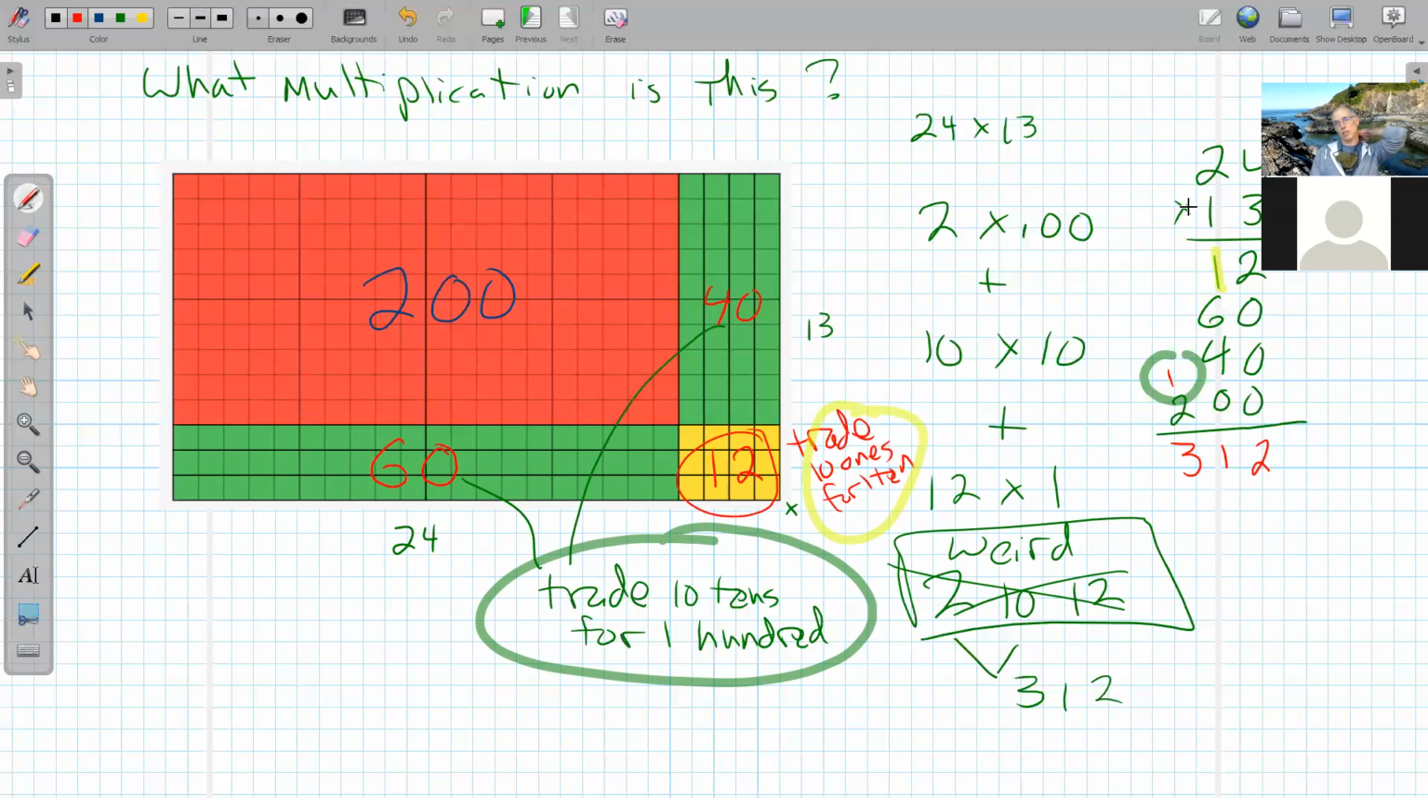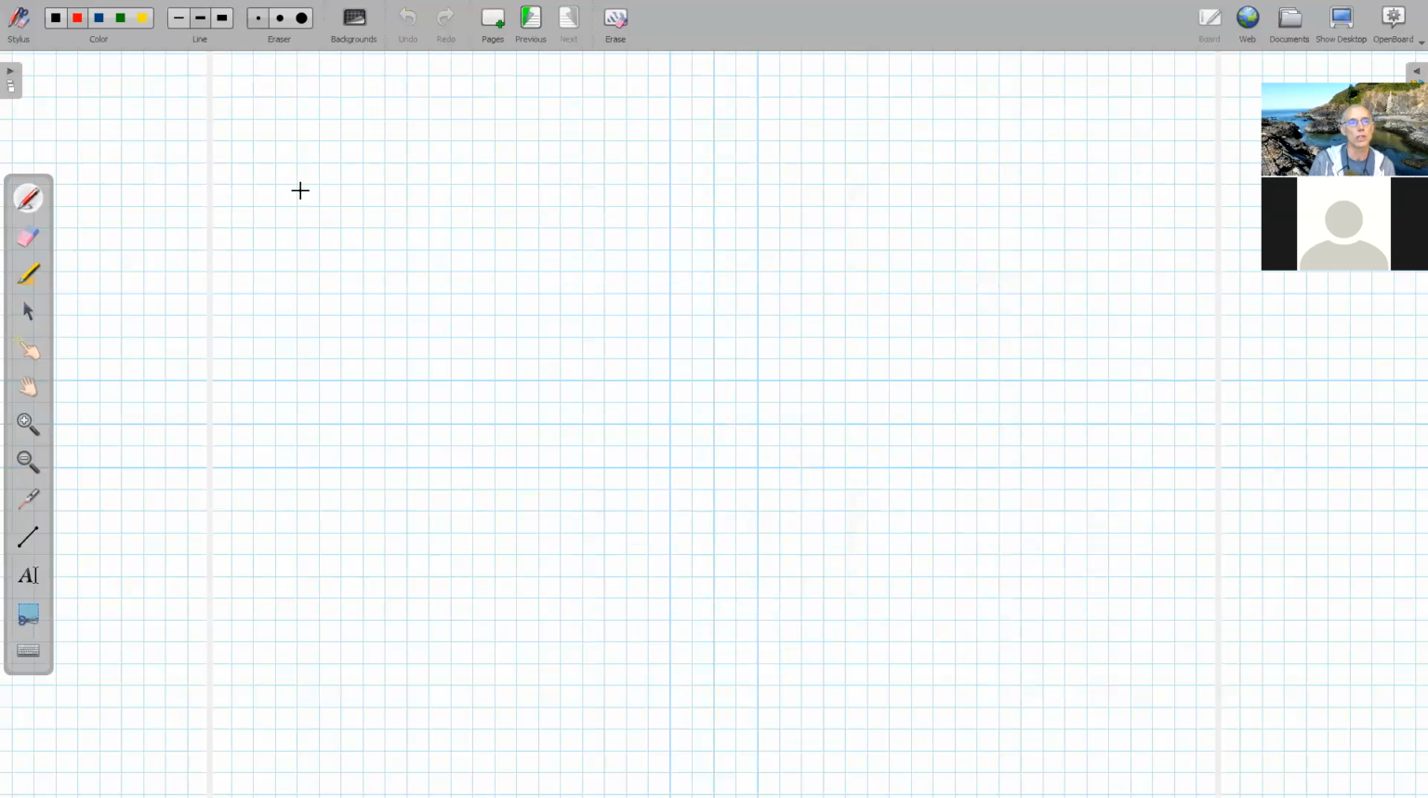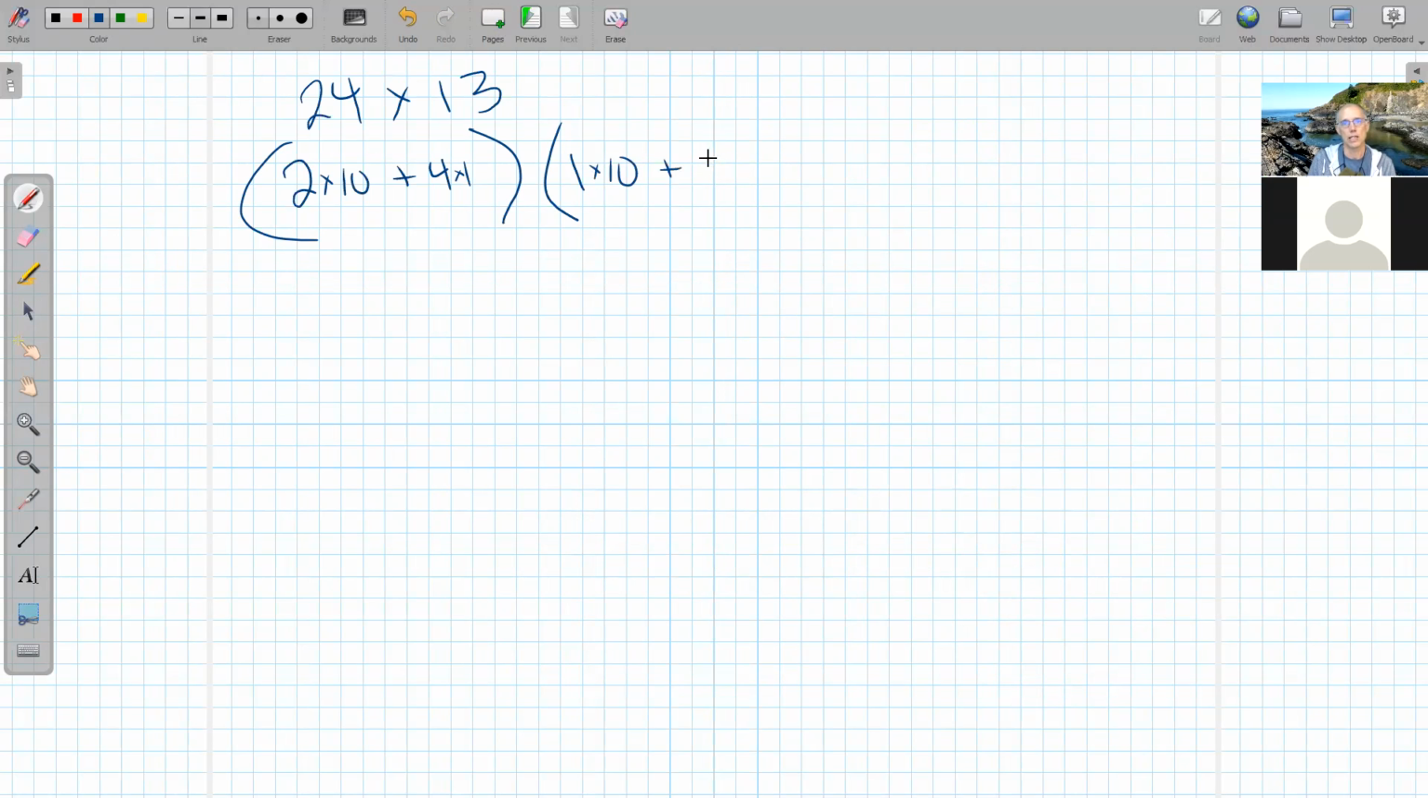So we're going to look at this a slightly different way right now, using the expanded method. New page. Again, we're looking at, let's not use red, 24 times 13. And 24 is 2 10s and 4 1s. And I'm multiplying that by 1 10 and 3 1s.